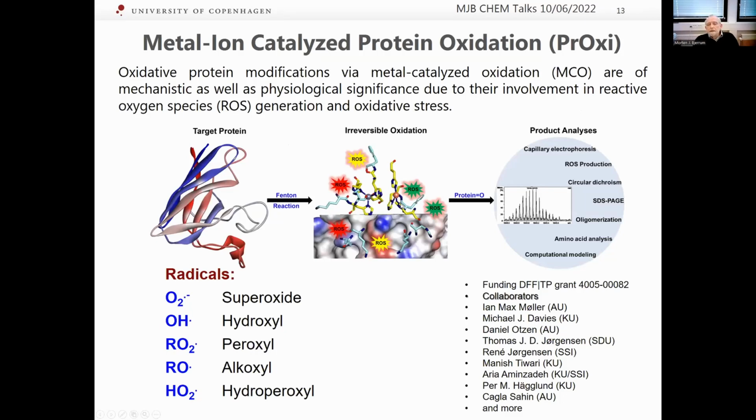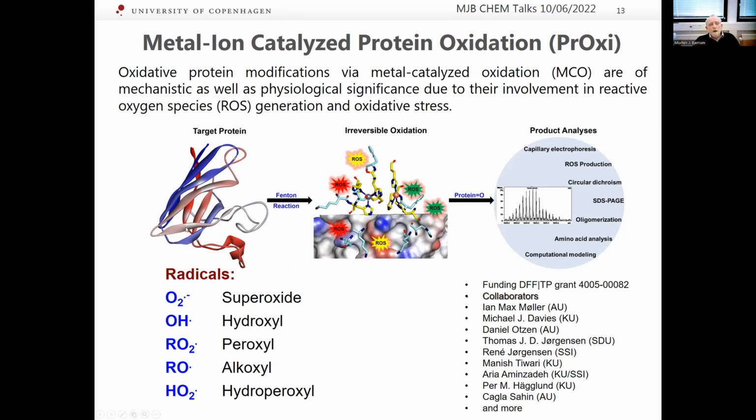My last example of my research is metal-catalyzed protein oxidation. In protein oxidation, dioxygen is slow reacting, so normally it's not a huge problem. But if metal ions are found in the system, they can catalyze this reaction dramatically.